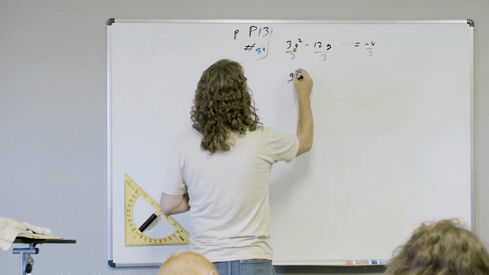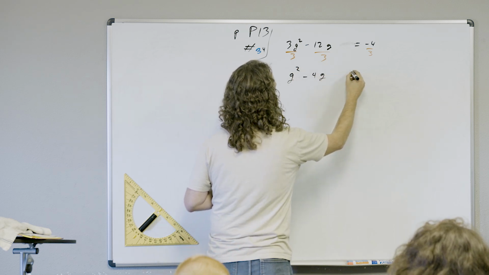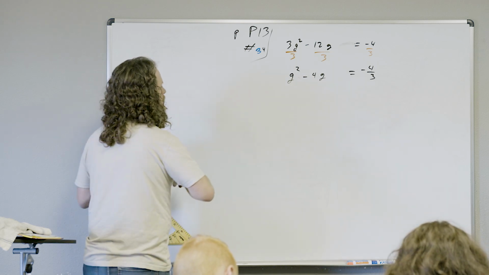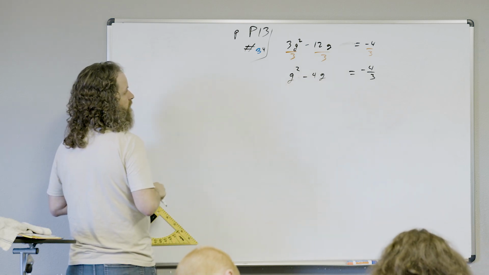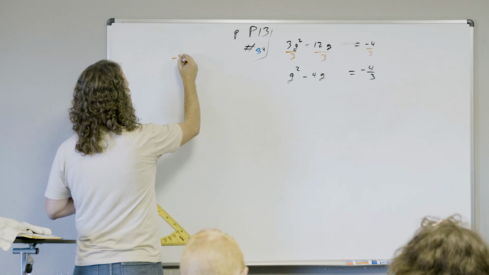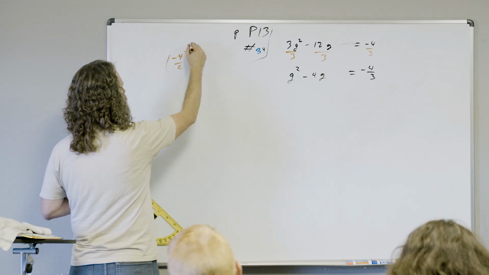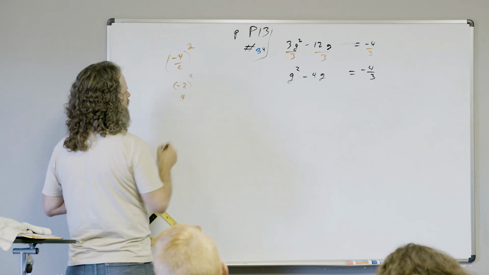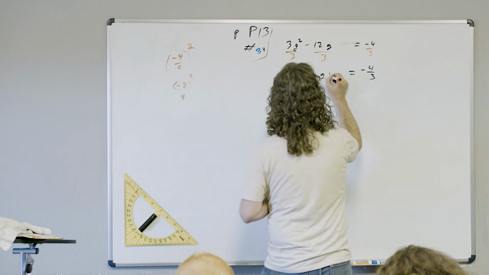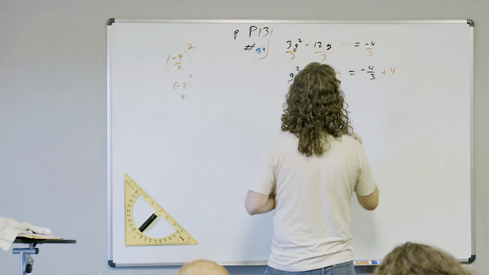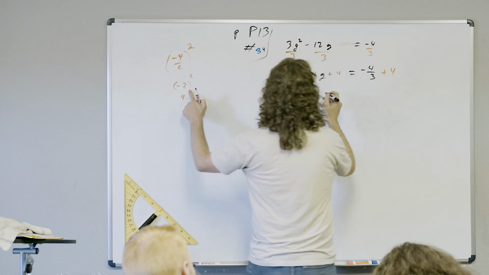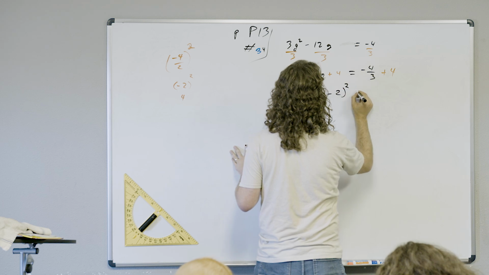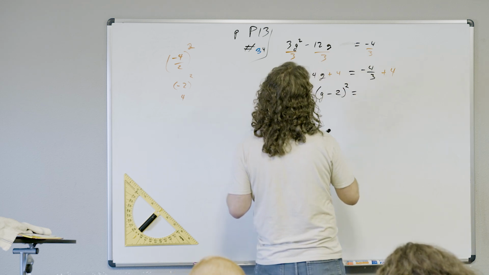So now we've got g squared minus 4g equals negative 4/3. Now we do the green part. Negative 4 divided by 2 squared, so negative 2 squared, which is 4. So we add 4 to both sides. And then we factor. It always factors into this one. So we've got g minus 2 squared equals 8/3.